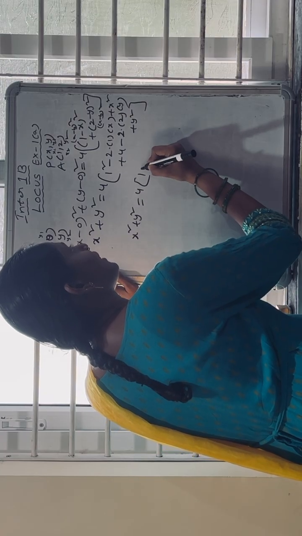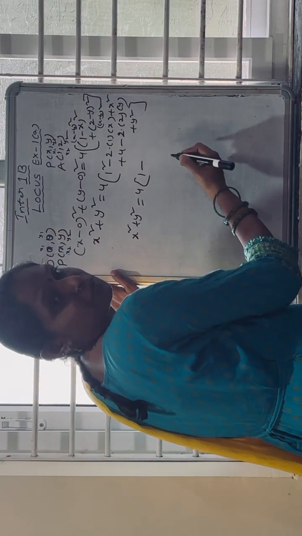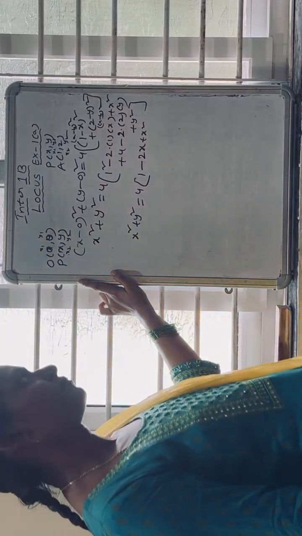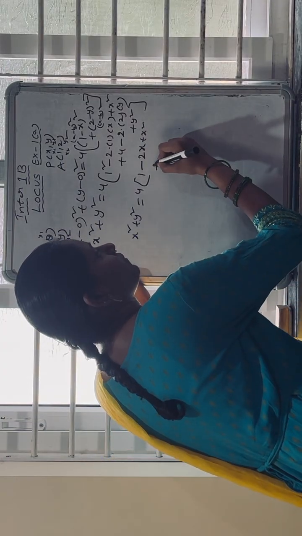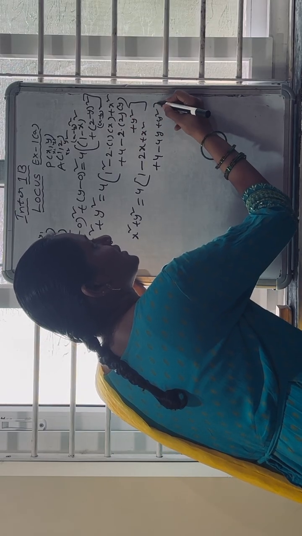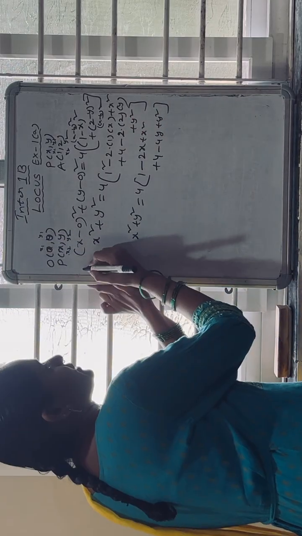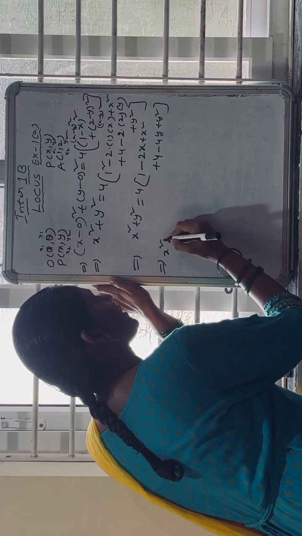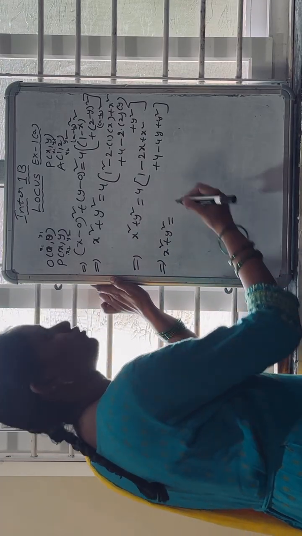Now 1 square is 1, minus 2 into 1 into 2 is minus 2... 2x plus y square here plus 4, 2 twos are 4, minus 4y plus y square. Next step: step 1, step 2, step 3. Step 4: x square plus y square equal to.